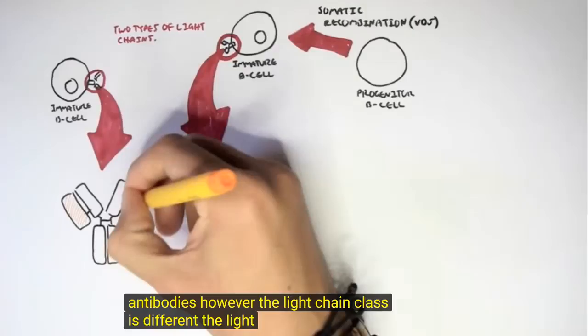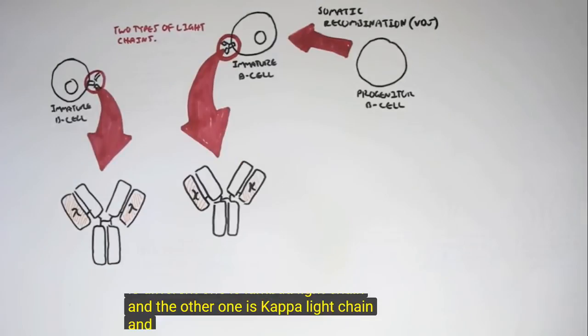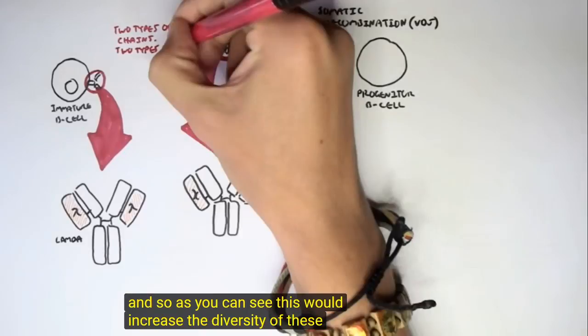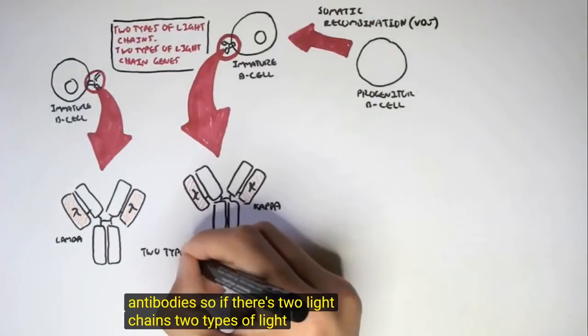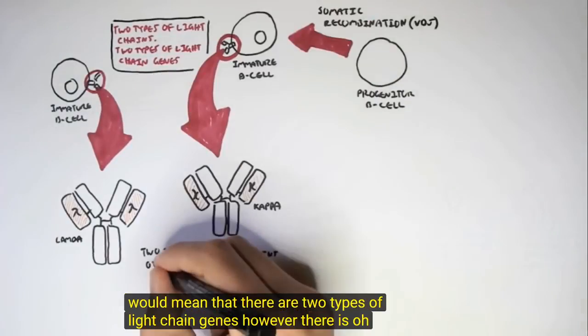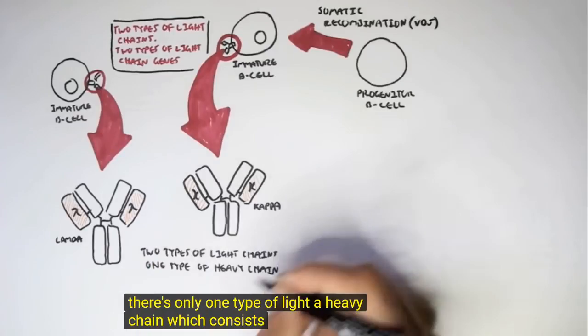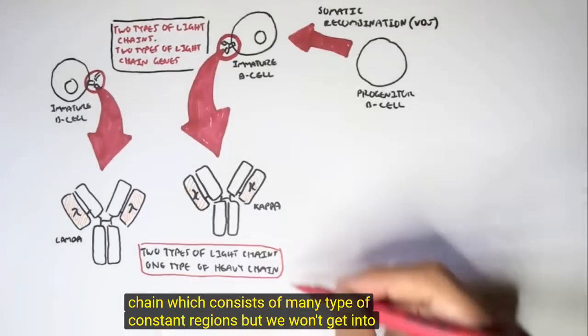One is lambda light chain and the other one is kappa light chain. And so as you can see, this would increase the diversity of these antibodies. So if there are two types of light chains, this would mean that there are two types of light chain genes. However, there's only one type of heavy chain gene, which consists of many types of constant regions. But we won't get into that right now.